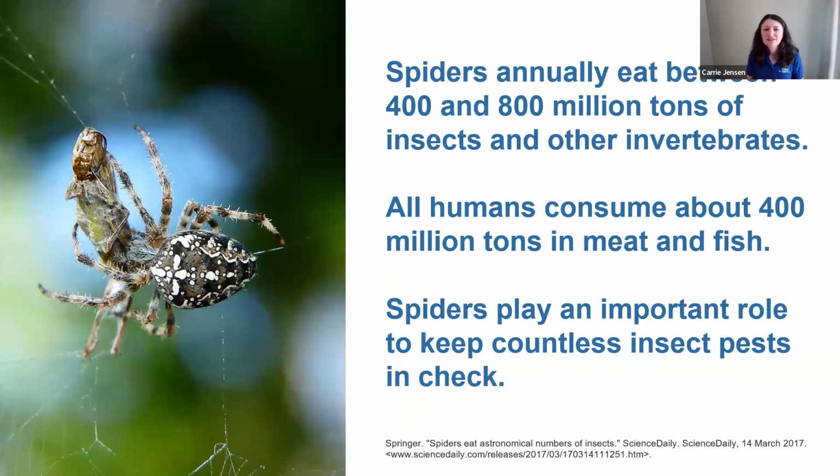A way to kind of quantify this, they estimate that spiders annually eat between 400 and 800 million tons of insects and other invertebrates. You're like, what does that mean? It's essentially they eat more meat than humans consume. That's more pounds than we eat of meat and fish across the planet. So spiders eat a lot of invertebrates, and they play a really important role in keeping insect populations under control.